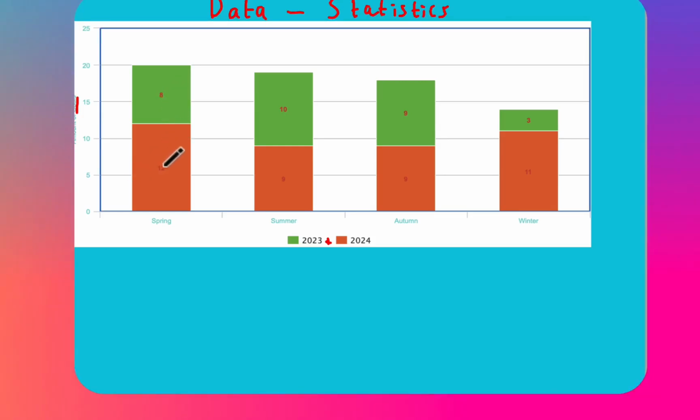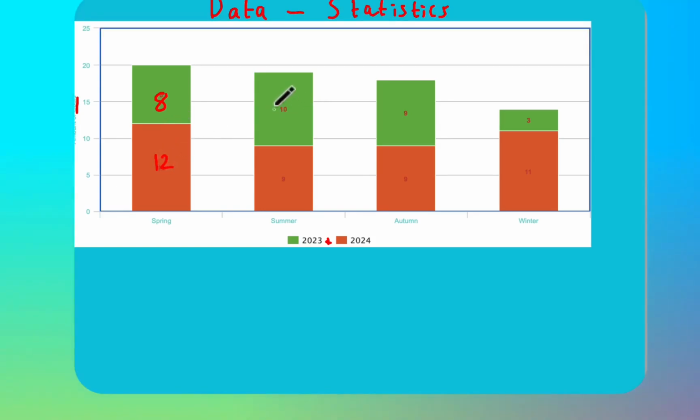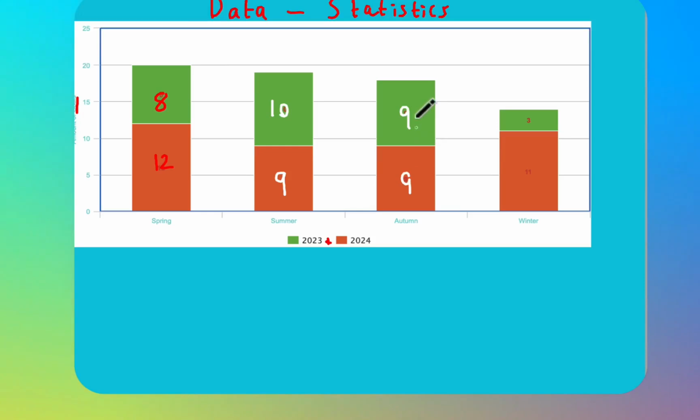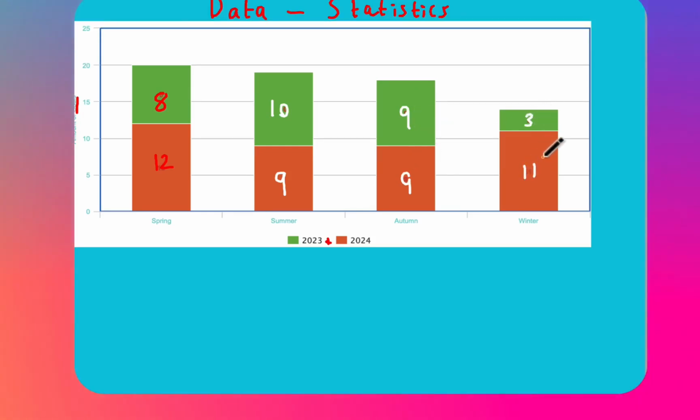So as you can see, in 2023 the person scored 8 goals. In 2024 the person scored 12 goals. In 2023, in the summertime, remember our graph is going by seasons, the person who owns this data got 10 goals. And in 2024 that same person got 9 goals. Here we have 9 goals and 9 goals. Both are the same. In 2023, the person got 3 goals and 11 goals.